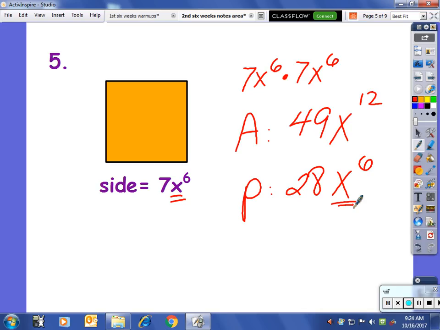I know, right? 48x to the 12th. Where'd you get that? 7 times 7 is 49.